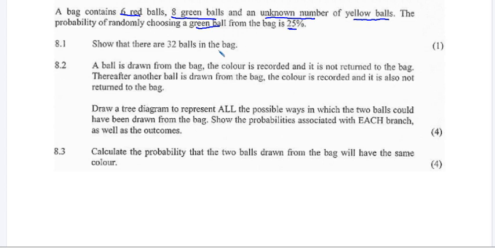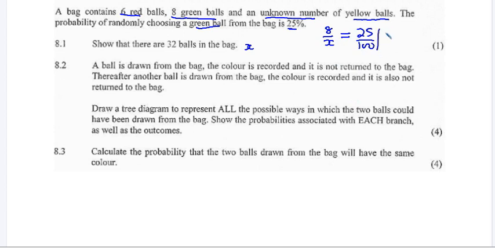How do you show that there are 32 balls in the bag? Let the total number of balls be equal to x. We are told that there are 8 green balls. If the total number of balls in this bag is x, the probability of getting a green ball will be 8 over x. We have been told that it is 25%, and 25% can be written as 25 over 100. So we have an equation now. Let's solve for x here.